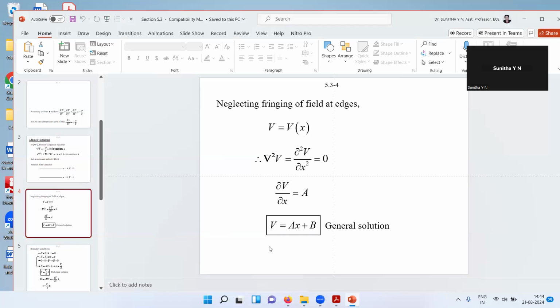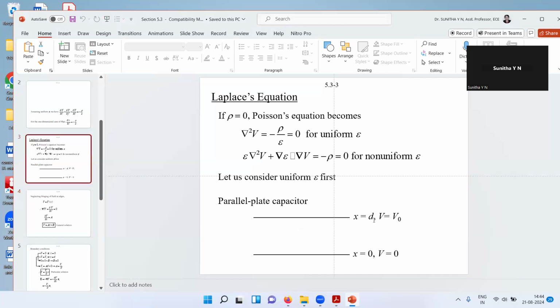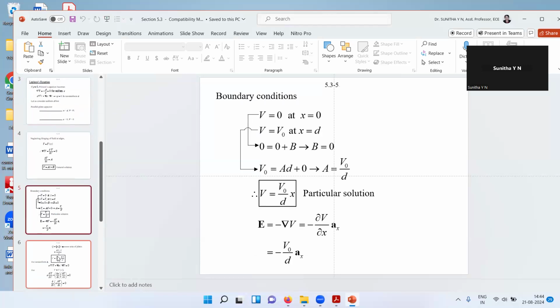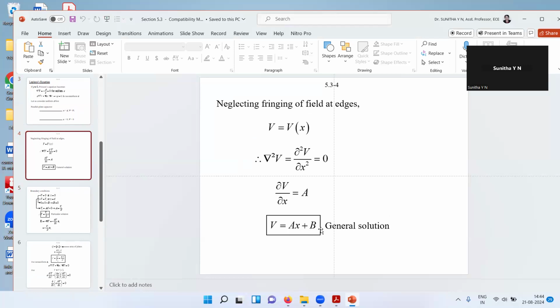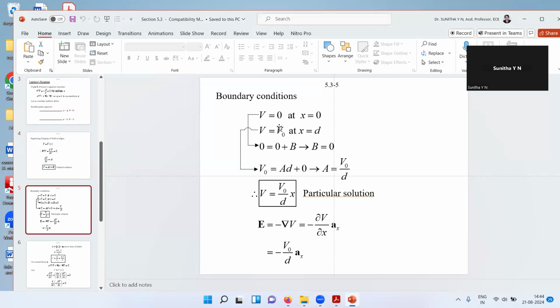Once we have arrived at this, we will refer to the conditions: when x is d, V is equal to V naught, and if x is 0, V will be 0. We will apply these conditions to find the constants a and b in the general solution of V. So let's do that. We know that V is equal to 0 at x equal to 0, and the potential at the other plate, at distance d, is V naught. Substituting these two conditions, I can find the constants a and b.